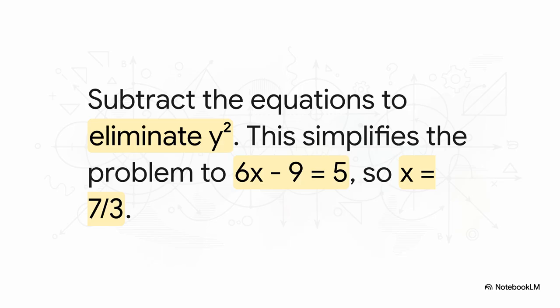Take a close look at those two equations. See how they both have a y-squared term? That is a huge clue. It's the perfect setup for a technique called the elimination method. All we do is subtract the entire second equation from the first one. The y-squared terms just poof, they cancel each other out. And just like that, a really complex problem becomes a simple one we can solve for x.